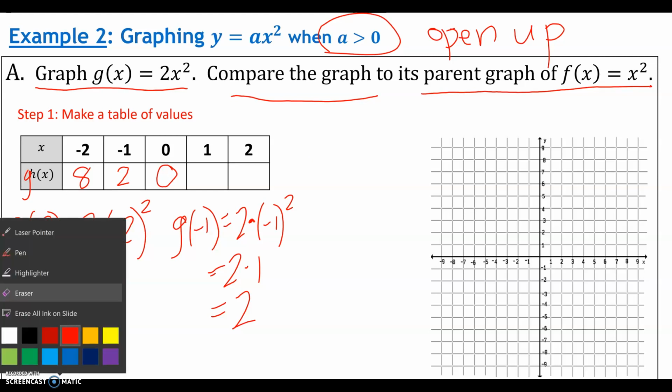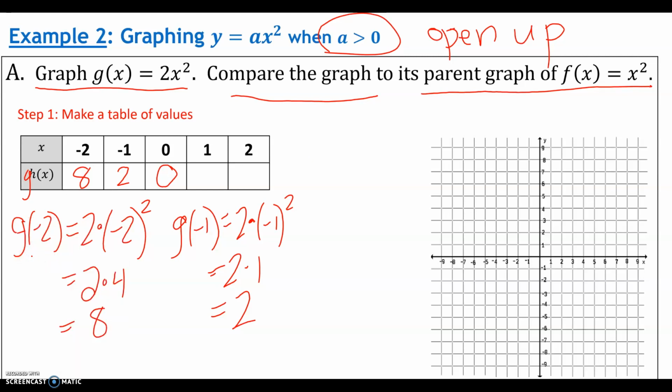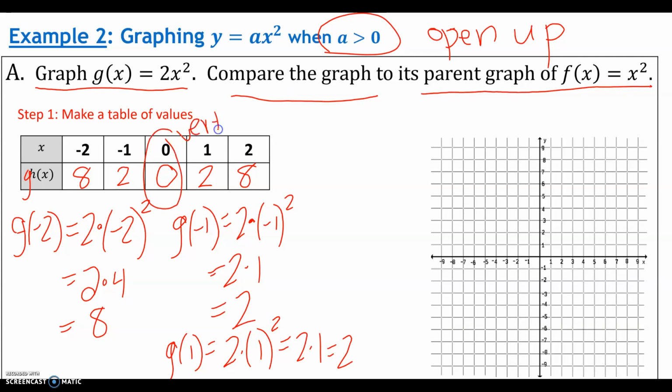And let's just verify that the other ones are correct. We'll just do one of them. So if I do g of 1, that would be 2 times 1 squared, which is still 2 times 1, which is still 2. So then coincidentally, the last one's 8. So notice that symmetry, okay? The ends match, and then the inner ones match, and then you have your vertex. So this right here is going to be your vertex. So we have our table of values.